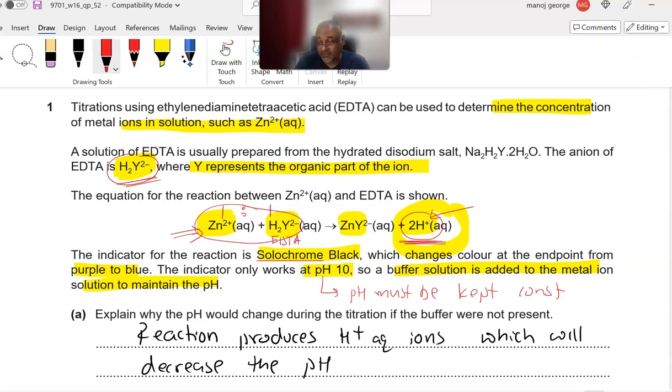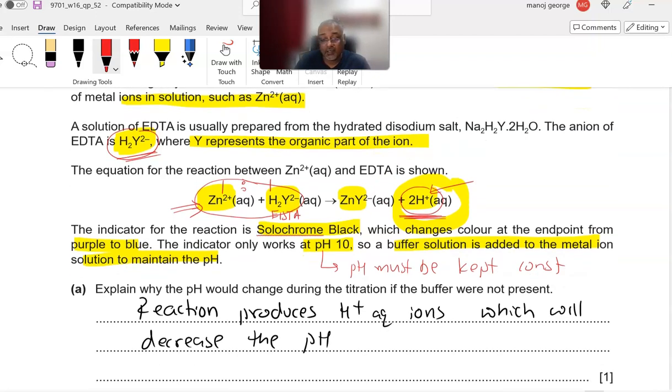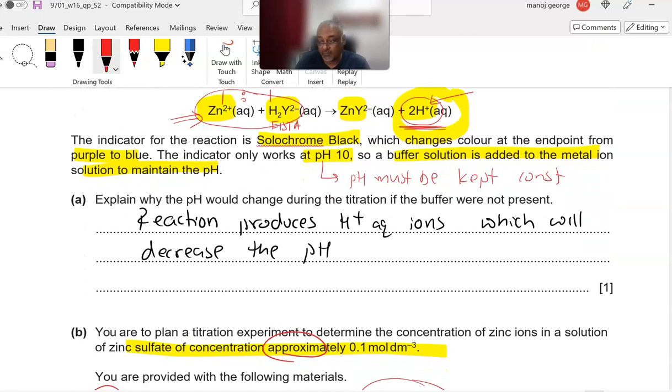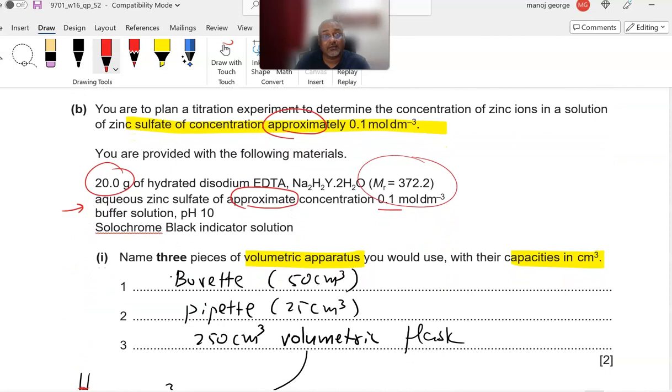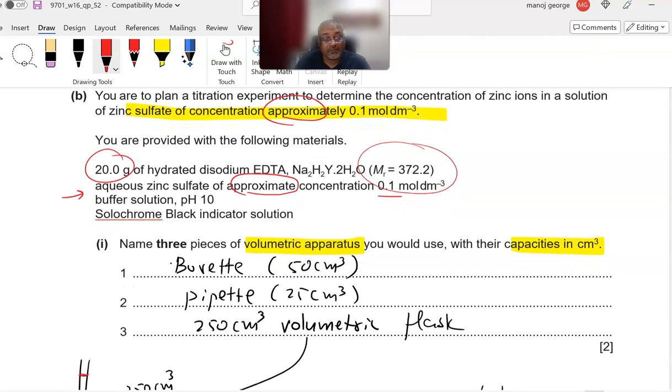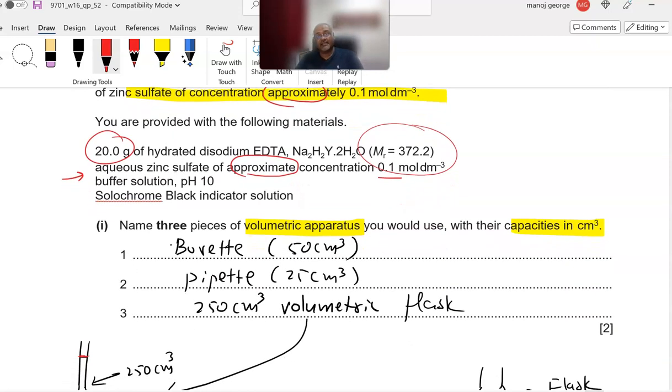But don't expect a buffer to be a magic solution. A buffer has a capacity, which is called buffering capacity. There is a limit to how much acid or alkali you can add. That's why the definition of a buffer clearly says that a small amount of acid or alkali, if added, can resist the change in the pH.